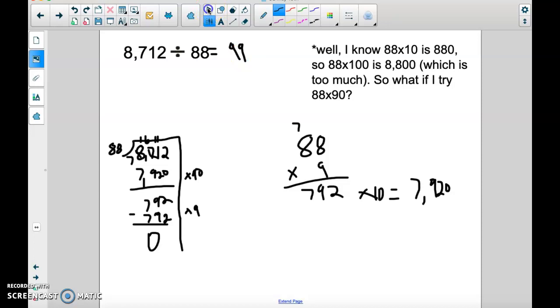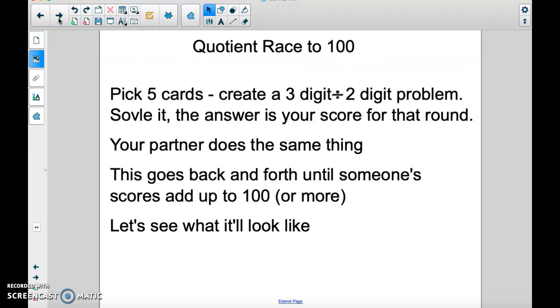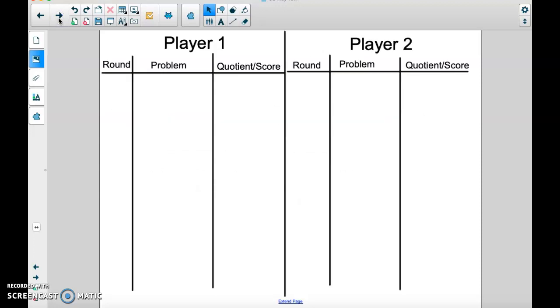Now, I want to talk to you about what we're doing today. We're going to be doing a game. It's called Quotient Race to 100. And we're going to go through it, but here are the basic directions. You pick 5 cards. You create a 3-digit by 2-digit problem to solve. Then you solve it. Whatever your answer is, including the remainder, that's your score for that round. Then your partner does the same thing. And then you go back and forth and you add up your scores every round until someone's score gets to 100 or more.